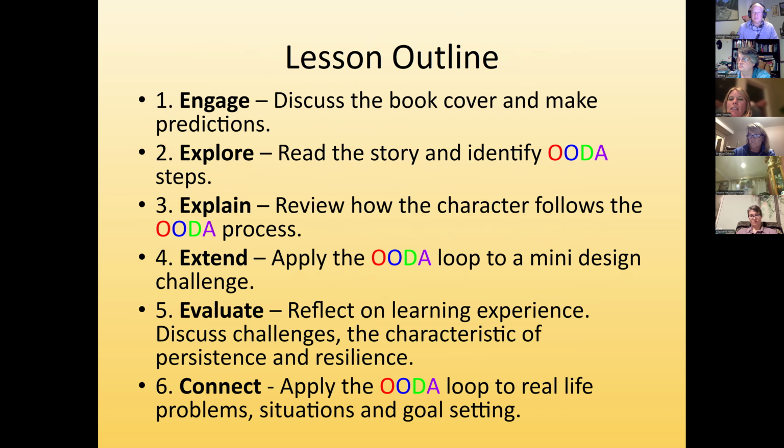Okay, so the lesson outline is first thing you're going to engage the students with the book. Discuss the book cover, make predictions. So just the title itself, The Most Magnificent Thing, and showing the book in the front of it. Explore is the next step, which is read the story and identify OODA steps. You'll then explain as you read the story and review how the main character, a young girl, follows the OODA process. You then will extend the thoughts of the story to apply the OODA loop to a mini design challenge.